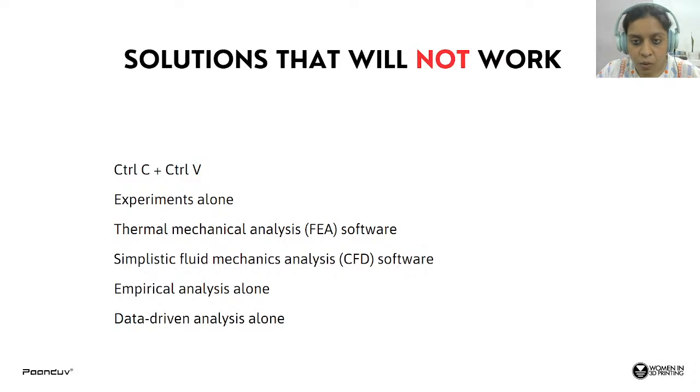Now here are some guidelines on what will work in simulation and what will not work. Things that will not work: Control C, Control V will definitely not work. Experiments alone will not work because you need to keep up with time also. We don't want to be too late for the upcoming advances. Thermal mechanical analysis only will not work. We need to understand the physics behind the melt pool and the interior of the parts as well. Simplistic CFD models will not work because these skip a lot of physics in terms of number of phases, and various other physics, vaporization. So simplistic models will not work completely. Empirical analysis alone will not work, and only data driven analysis will not work in this case.